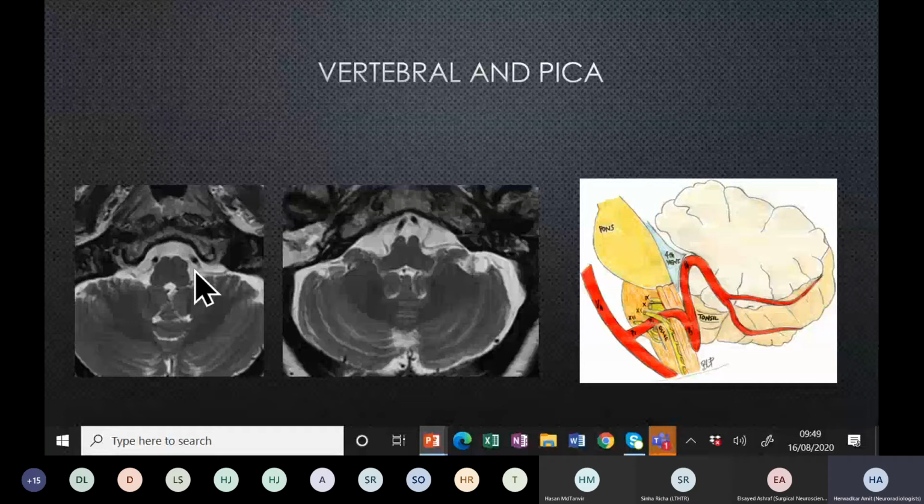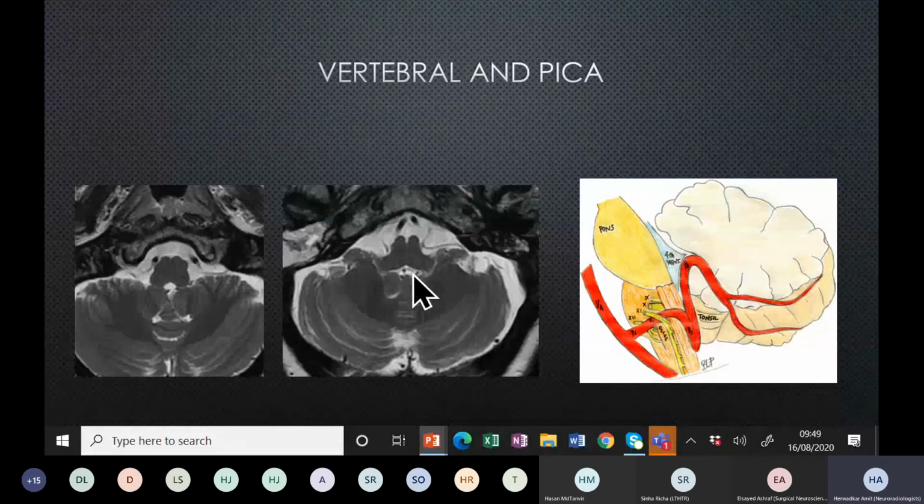So the PICA is going to swing around the lateral medullary segment, pass through the foramen of Luschka. This is here the fourth ventricle, and it supplies the vermis, the Wormian segment, and then the hemispheric segment more laterally. And this is the more lateral hemispheric segment, and these are the Wormian branches of the PICA supplying the cerebellar vermis.